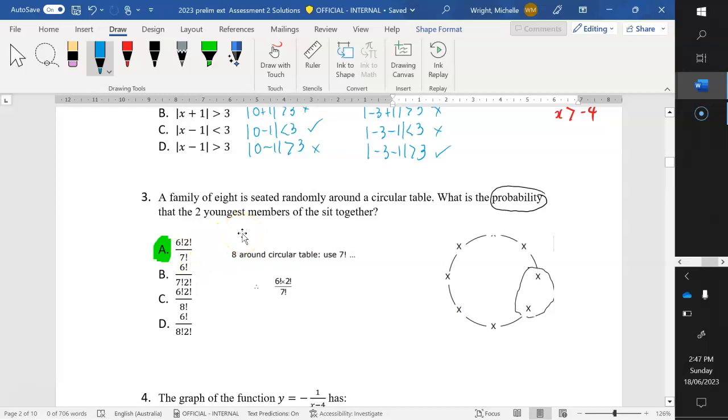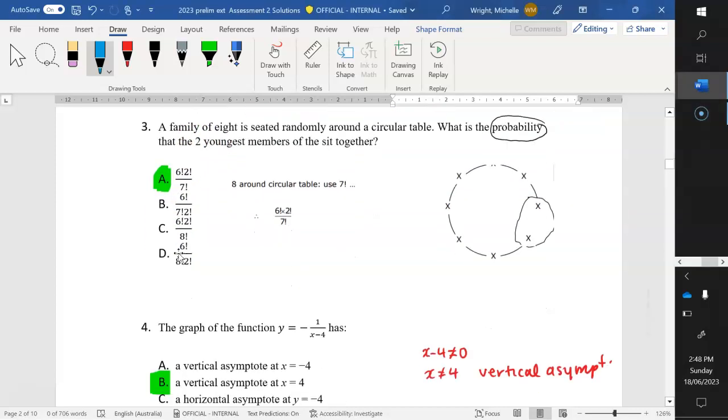The family of 8, we're looking at the 2 youngest members sitting together. So when we're looking at that solution, the 2 that are stuck together are going to be one group. So we've basically got 7 groups sitting around the table. So of those 7 groups, we go 7 minus 1, which is 6 factorial on the top, and those 2 youngest members can sit either way. So it's going to be times 2 factorial, hence the A.